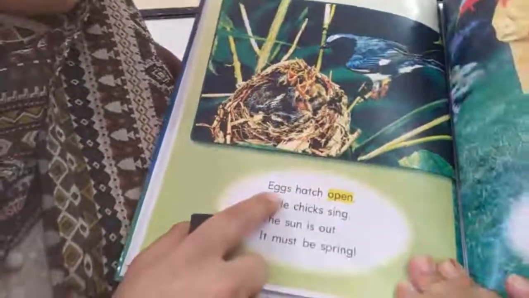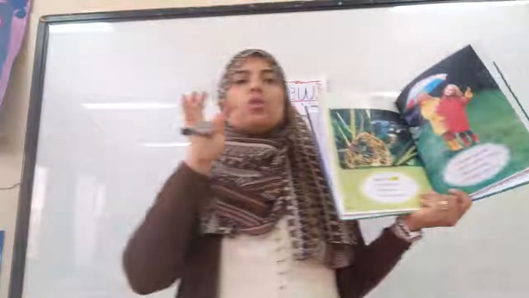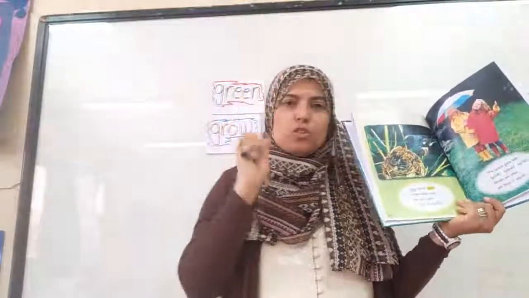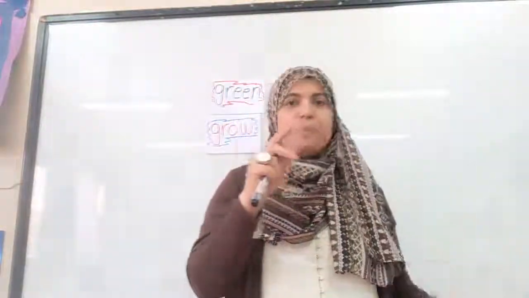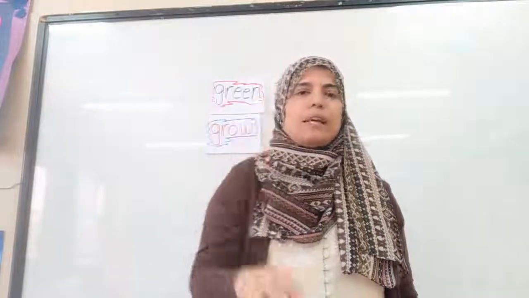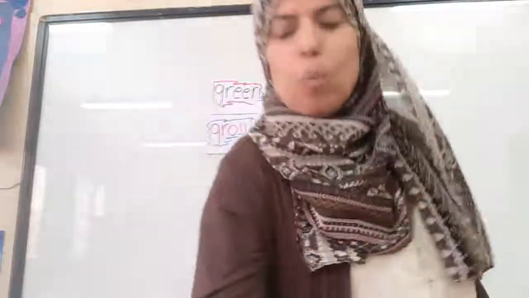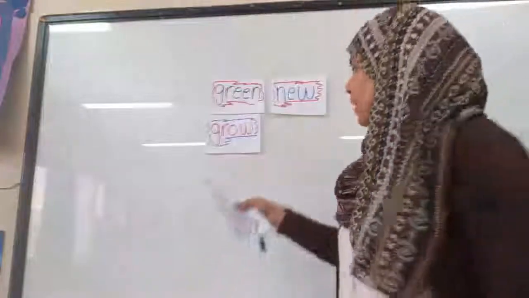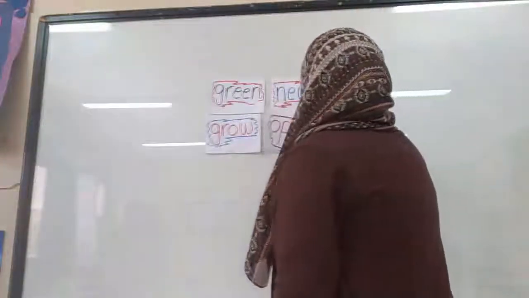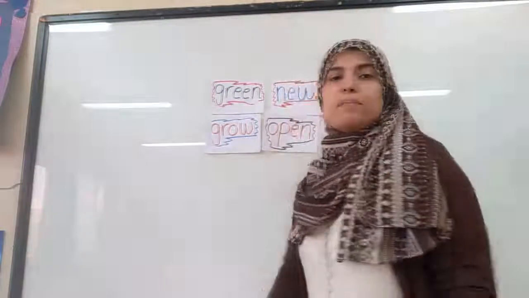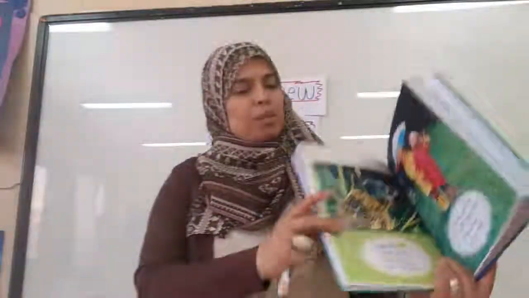And so she is telling me that eggs hatch open. The eggs in the spring start to open, start to hatch. You know that the birds and the hen, all kinds of birds, they sit on the eggs until they hatch. So in springtime, the eggs start to hatch and they open. And what comes out of the egg? It's baby chicks. Okay?